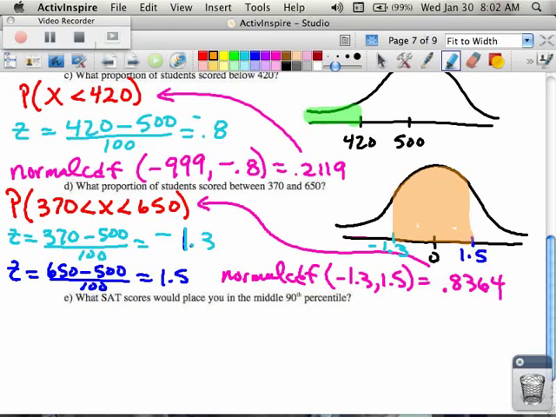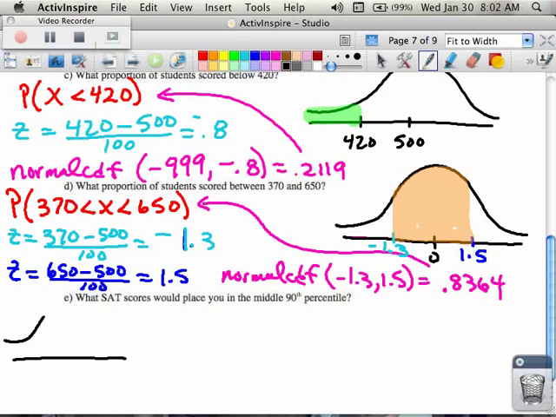Okay, this last one was in part of the reading from yesterday that I'm not really sure if you read it or not. But they're asking about, what about the scores between the middle SAT scores, or the middle 90th percentile? So if I'm drawing a picture about what this means, my picture looks something like the following.